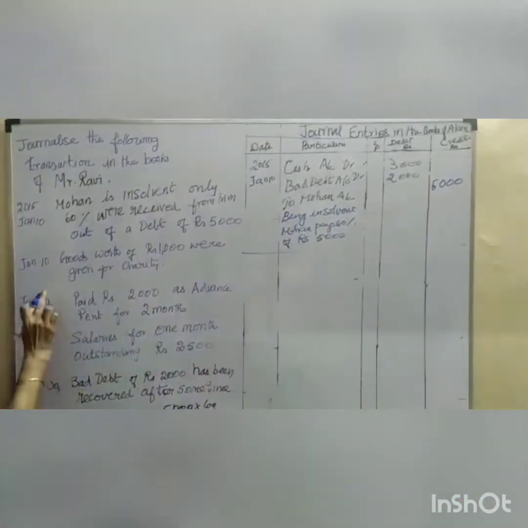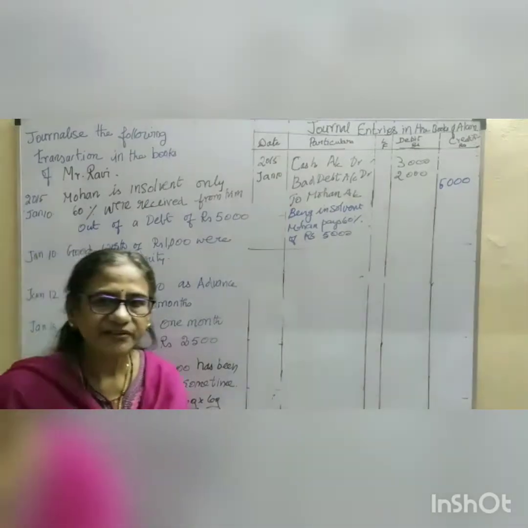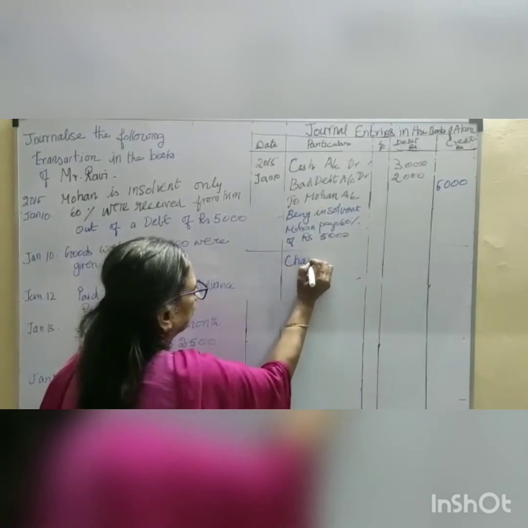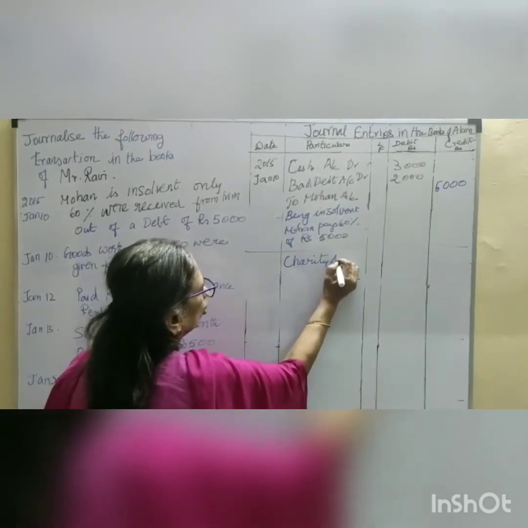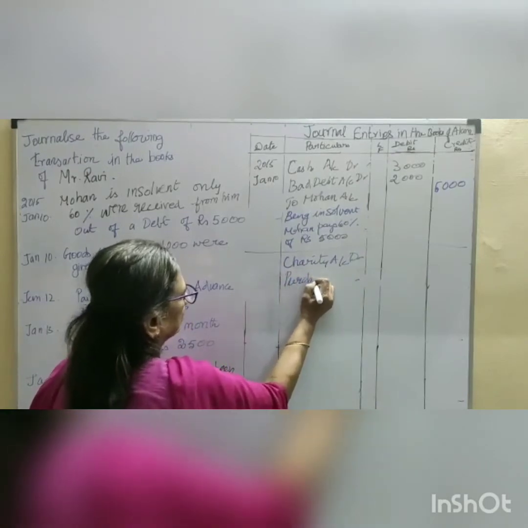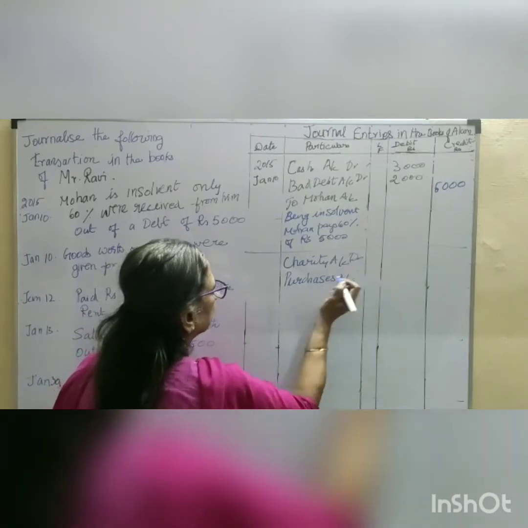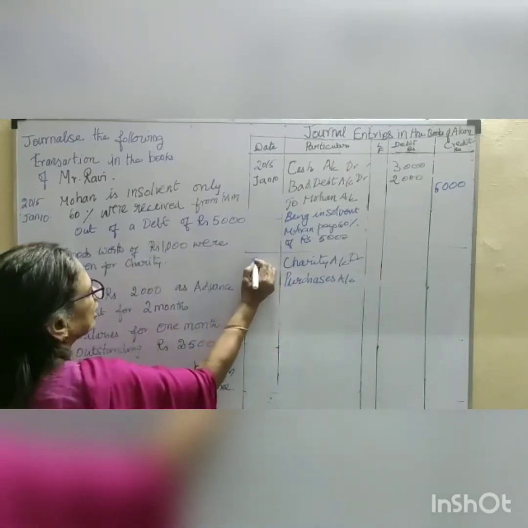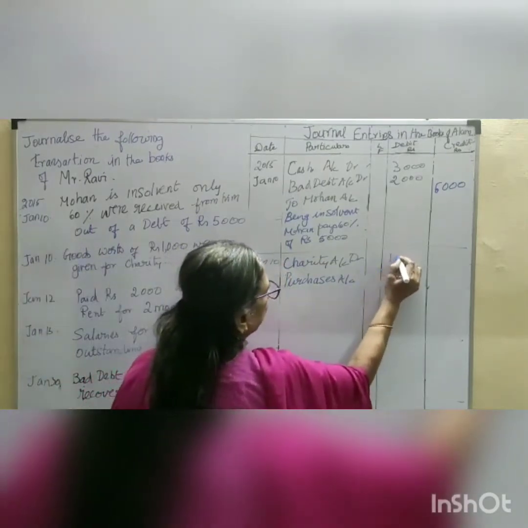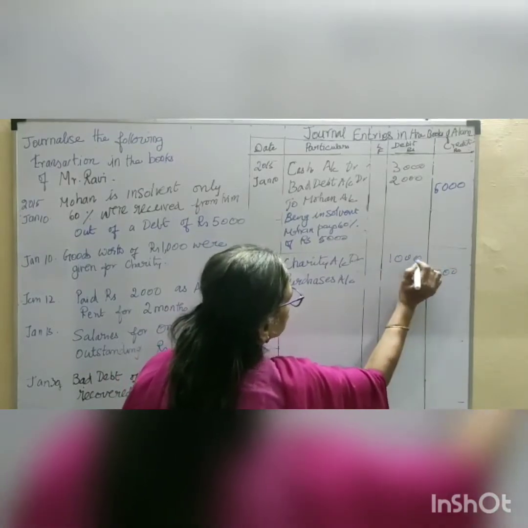Next transaction, goods worth rupees 1,000 were given for charity. Then who is the receiver of the benefit? Receiver of the benefit is charity account. Who is the giver of the benefit? Purchases account. So what's the date? January 10th. Receiver of the benefit is charity account. Giver of the benefit is purchases account.